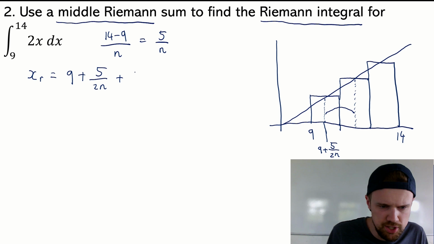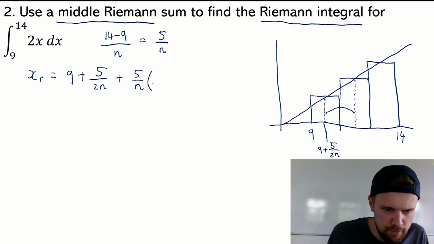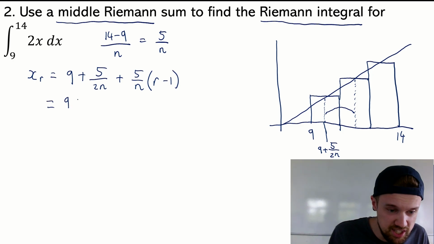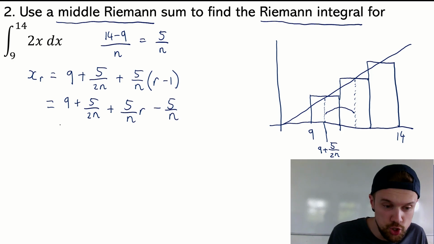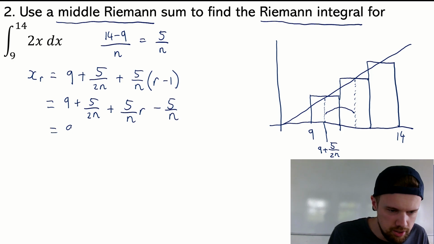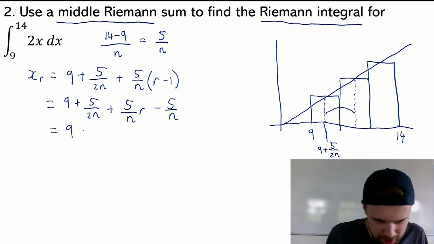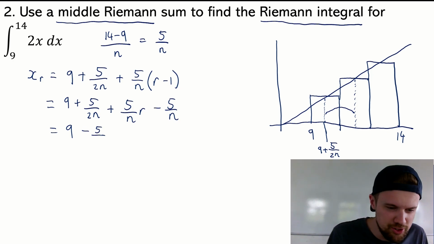So therefore the common difference in this case is 5 over n, and we're doing that amount of r minus 1. I'm going to simplify that because it makes sense to do so, because some terms are going together. We're going to have 5 over n, lots of r, minus 5 over n, and 5 over 2n minus 5 over n is just going to be minus 5 over 2n. So there we go, we've got marginally less stuff to write there.